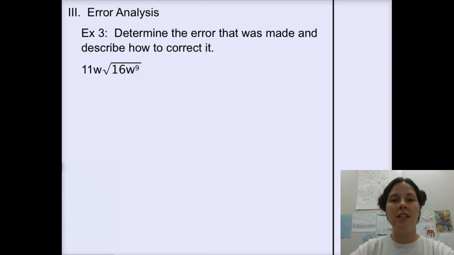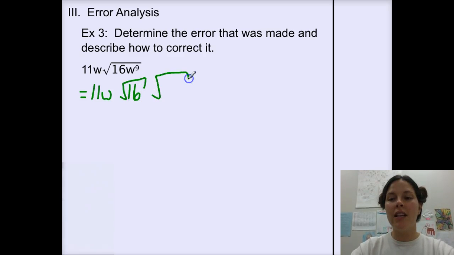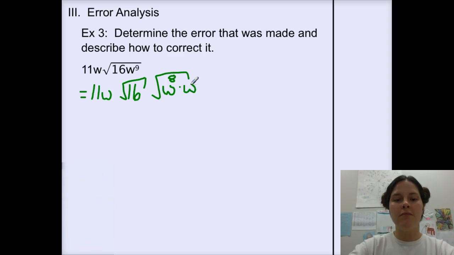Finally, we have our error analysis, so make sure you're looking to see what mistake I made and fixing it. So we have our 11w as our coefficient. 16 is a perfect square, so I'm going to leave that under the radical. And for w to the 9th, I'm going to split it up as w to the 8th because 8 is an even number, and then there's 1 w left over.